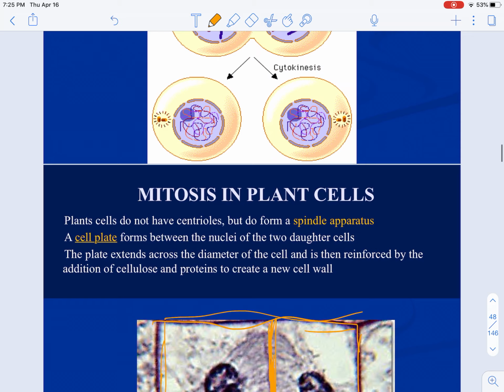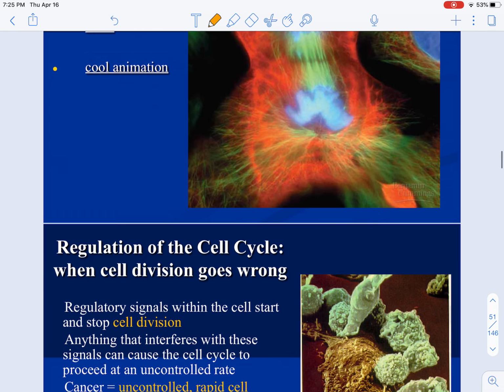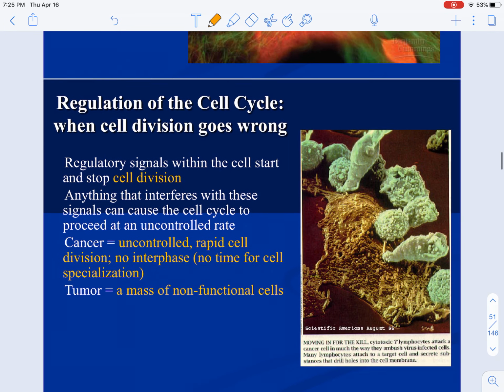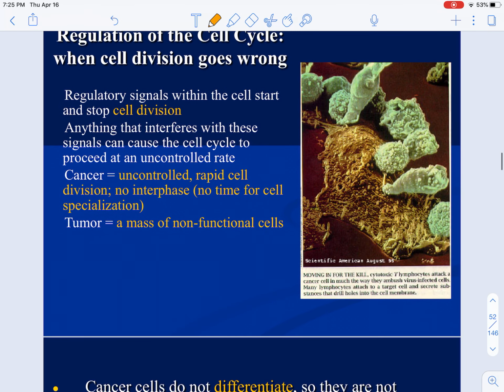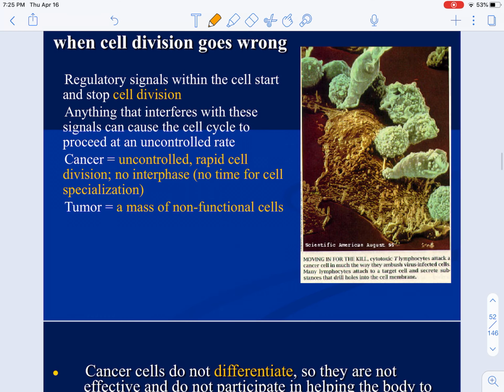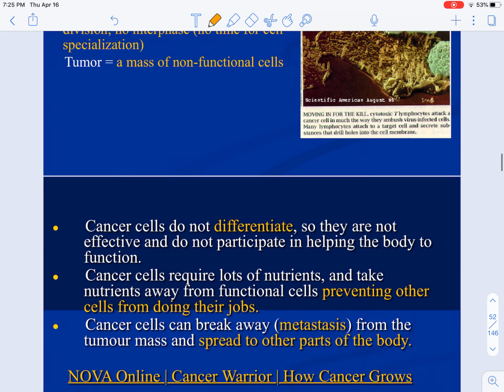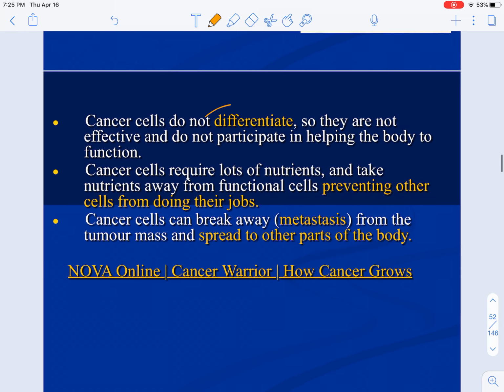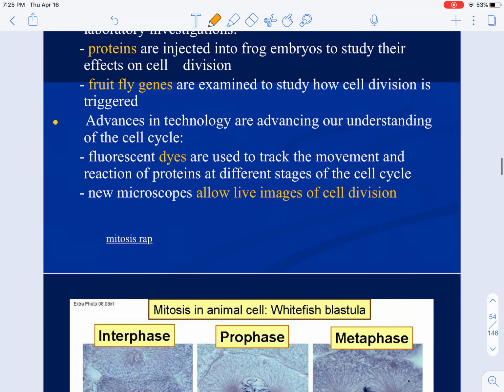Cytokinesis, we talked about the cytoplasm splitting, mitosis in animals, mitosis in plants, and I think that pretty much wraps it up. It does say that if the cell cycle has some error, we can have uncontrolled mitosis happen over and over, and the cell kind of skips the interphase and doesn't become a functioning cell. So that's what cancer is. They're not differentiating and becoming functional.